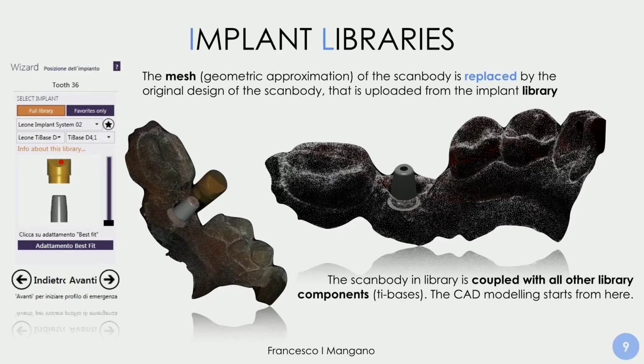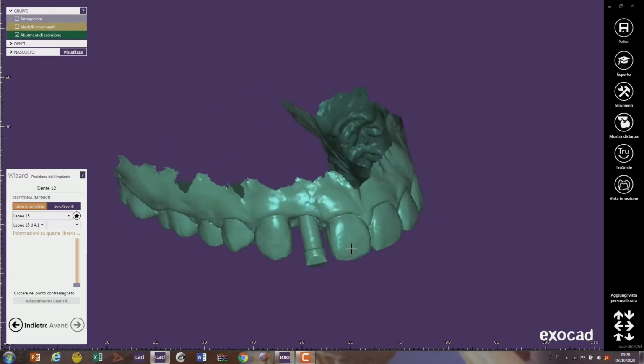So it's very important to consider this moment, the moment in which the mesh, that is a geometric approximation of the reality, the mesh of the scan body, is replaced by the library file, the original CAD design. And so this file is coupled with all the library. It's very important, and here in this short video you see an example.